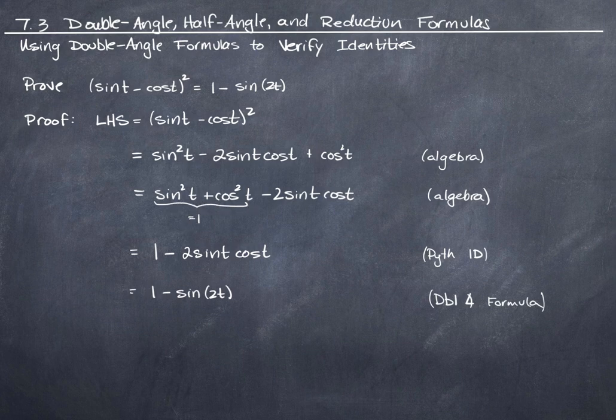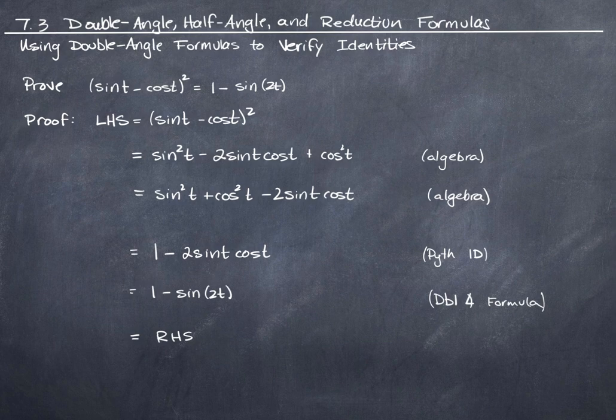So you don't need to necessarily include this information. I just did that for your benefit to point out that that was what we were doing. But what we did use was the Pythagorean identity, and I've made a note of that right here. Now it looks like we're done because we got the right-hand side, but we haven't written equals right-hand side.